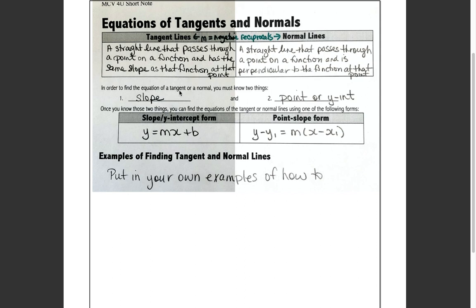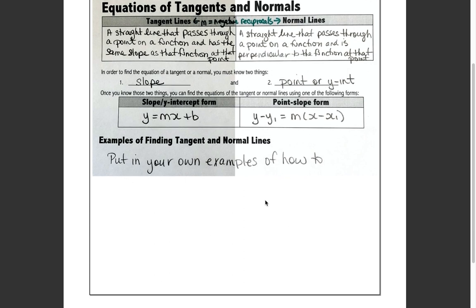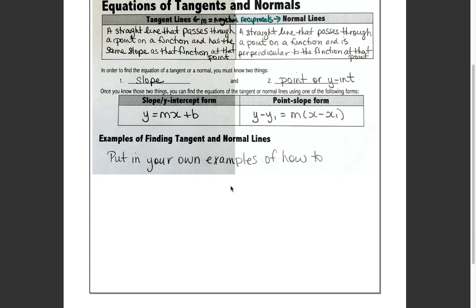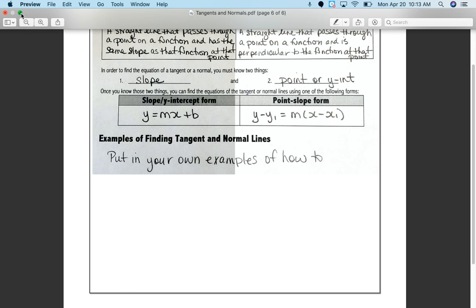In order to find the equation of a tangent or a normal, you must know two things. You must know the slope, and you must know a point or the y-intercept. And you can use either y equals mx plus b form or point slope form, so y minus y1 equals m times x minus x1, to find the equation of your tangent. So using that information, what I would like you to do is pick an example or two, take a minute to work them out, maybe even from your homework questions, and then summarize those calculations right here so that you can look back on this and remember how you found the equation of tangents and normal lines. There we go, and that's it for now.